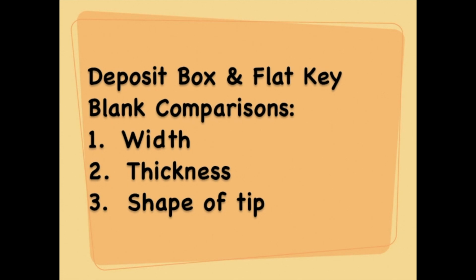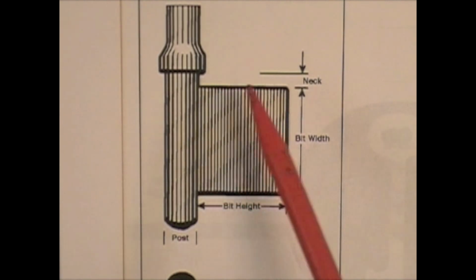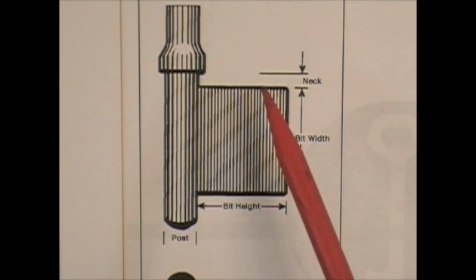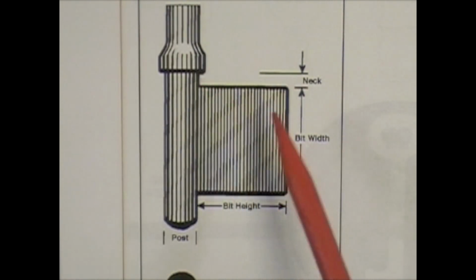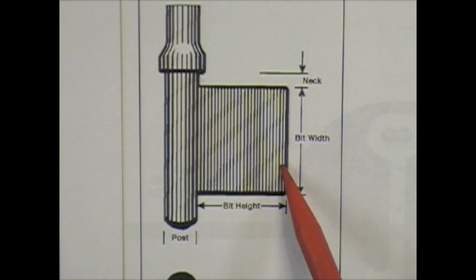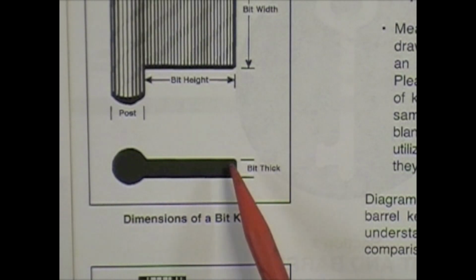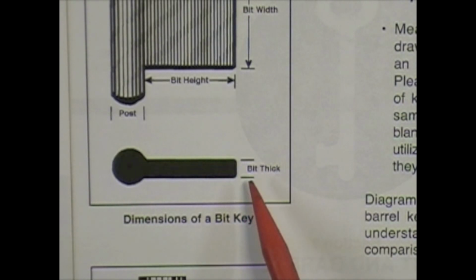When trying to match a deposit box or flat key, the critical things to look at are the width of the key and the thickness of the key, along with the shape of the tip. When trying to locate a blank for a bit key, there's basically 5 different measurements you have to be concerned with, and these are pointed out in the ILCO catalog. This little area here is the neck. You need to measure that, and the bit, both the width and the height, then the diameter of the post, and then the 5th measurement would be the thickness of the bit. And of course you also have to be concerned with the profile of the key.